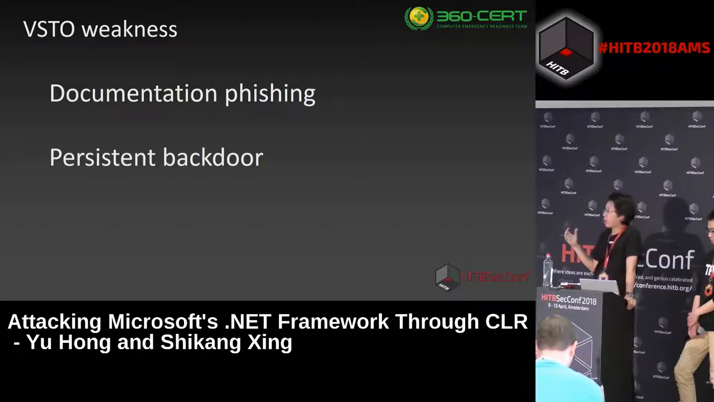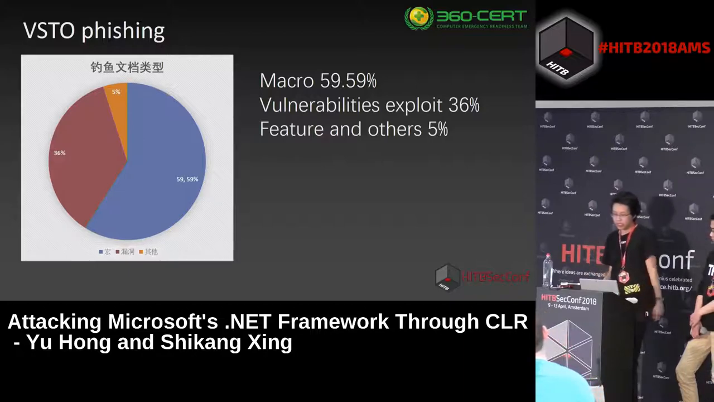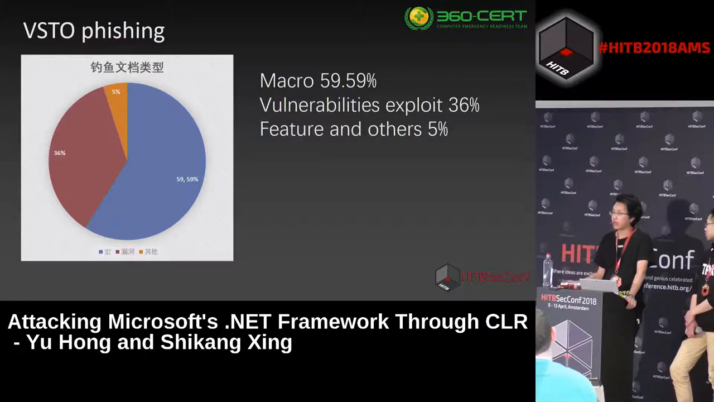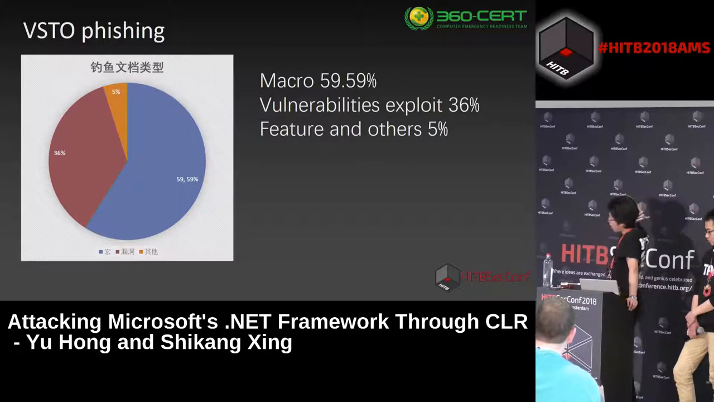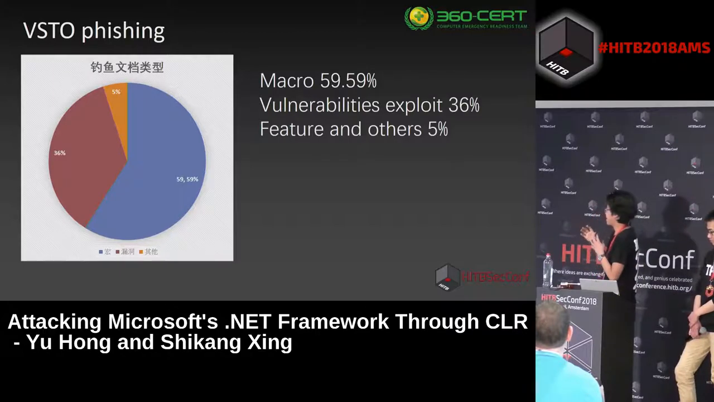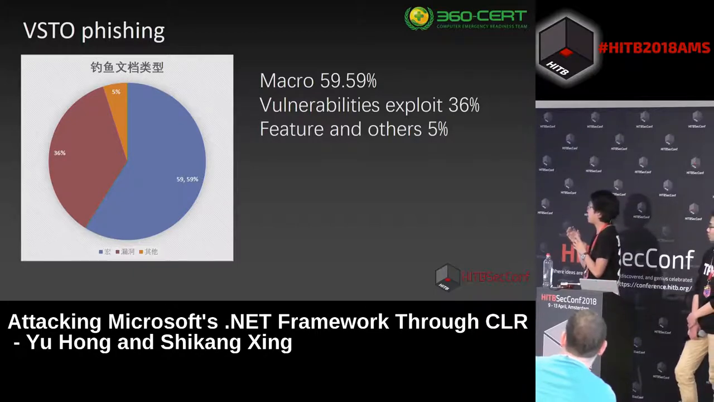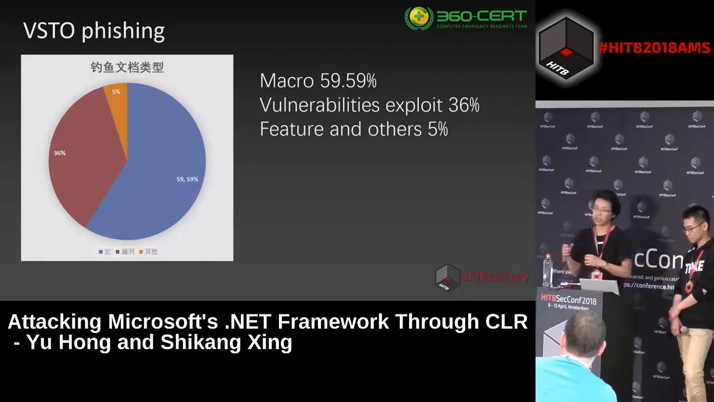And here we will introduce the first one. The first one is more interesting. We counted the documentation phishing we caught by our EK landing. We have a system that can land some exploit kits, and our system has a sandbox. We cached the documentation phishing over a month. The result: in the documentation phishing, macro is nearby 60%, the vulnerability exploit nearby 36%, and use of some features and others nearby 5%.